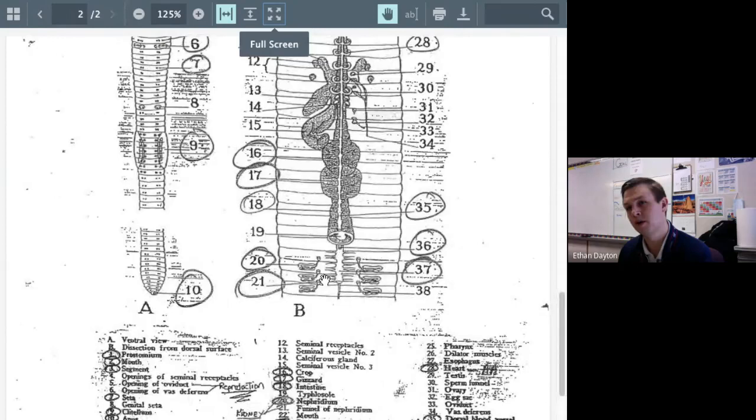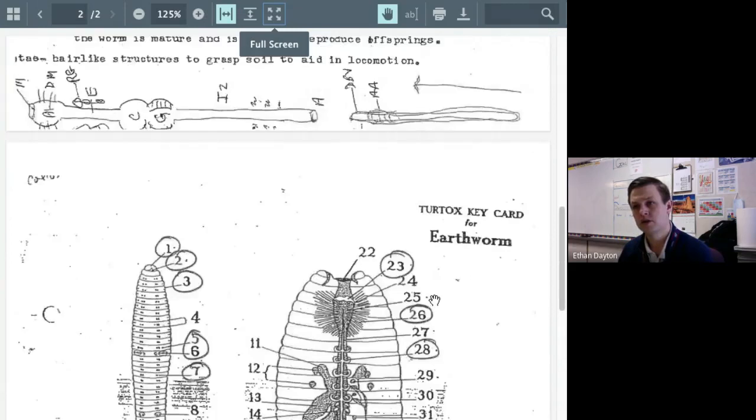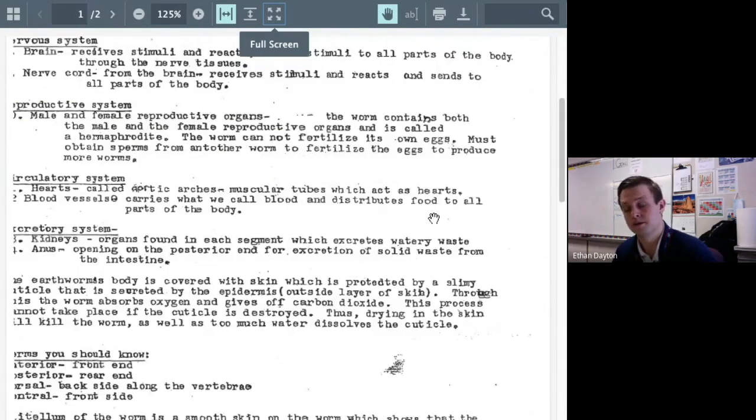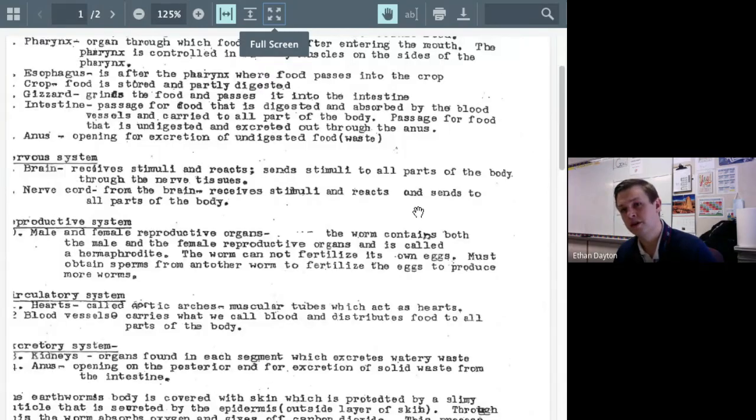36 is pointing at a blood vessel on the ventral side, and 35 is pointing at, it's on top of the intestine. That is the dorsal side. It is the dorsal blood vessel. So that's the blood vessel running down the back side, and 36 is the blood vessel running down the front side. Okay, those are the circulatory systems. It has a closed circulatory system because the blood is in vessels. That is every single organ that you're going to need to know.